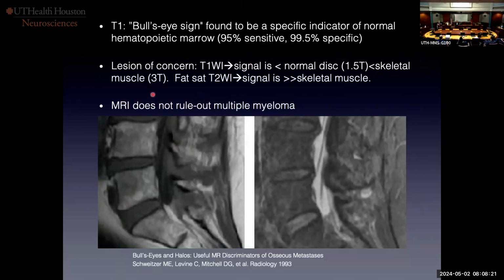This same study was done at 3T, and they found that skeletal muscle was a better thing to use, lower than skeletal muscle. On the FAT-SAT T2 weighted images, this would be the next sequence I would look at. Is the signal higher than skeletal muscle? I mean, usually it's obvious, it's bright as a light bulb.